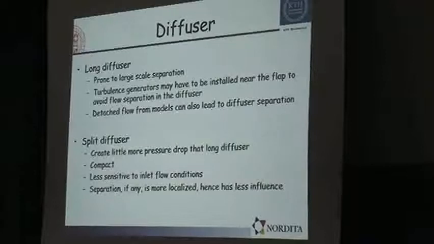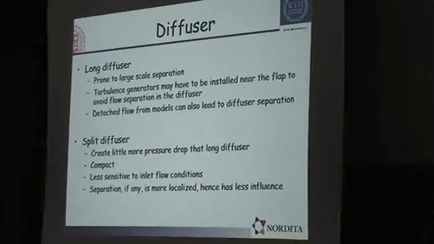So what you do to avoid that, you may have to put turbulence generators on the wall upstream of the diffuser to re-energize the boundary layer and avoid separation.